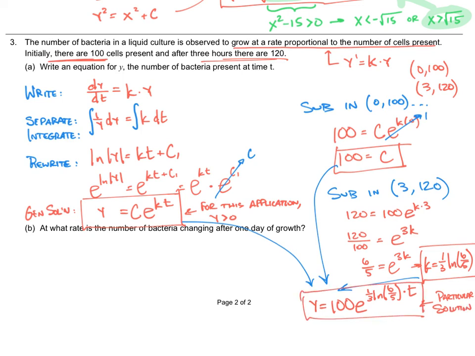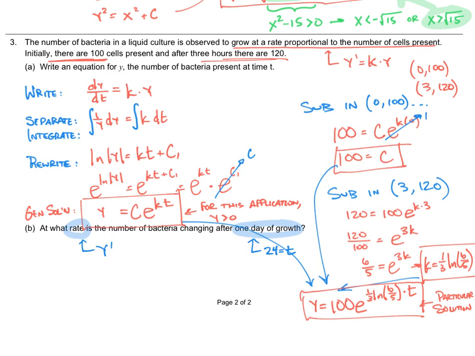Let's now go down and look at what part B of this problem asks for. At what rate is the number of bacteria changing after 1 day of growth? There are a couple of important things to note here: at what rate, and then after 1 day of growth. The rate is just y prime, and we know that y prime equals k times y. One day of growth, well, everything else we've done so far is in terms of hours, so this is going to be 24 hours. So we need to find y prime when t equals 24.